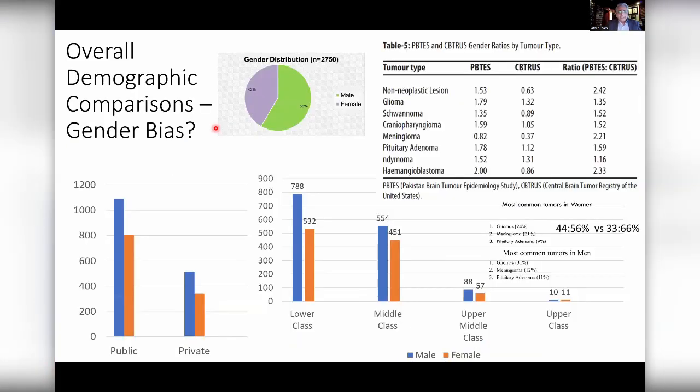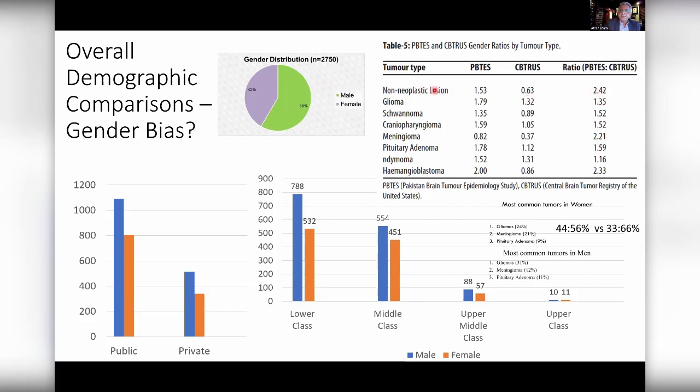And then I don't know how this is related to exactly the topic of MRI, but this is something that I find very concerning: there's a gender bias over here. So I compared the PB test and the CB trust, and this is the ratio of male to female and male to female over here. And so the PB test and CB trust ratio suggests a gender bias in this one. Anything above one is a gender bias against the female gender.